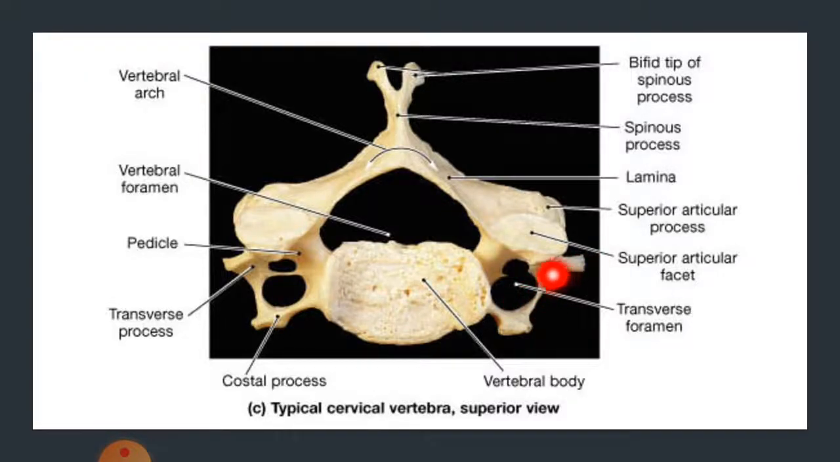So here you can appreciate the transverse foramen, and you can see that the transverse processes are very small. The body is also small, and through this transverse foramen will pass the vertebral arteries, and these vertebral arteries will take part in the formation of the circulus arteriosus.